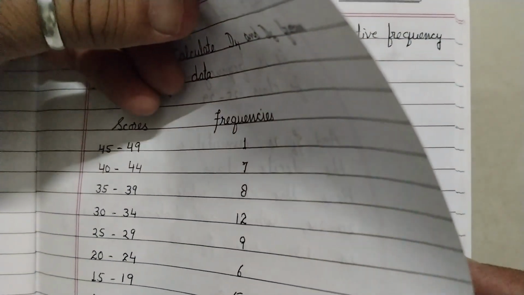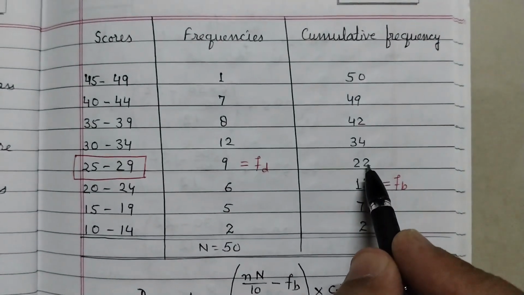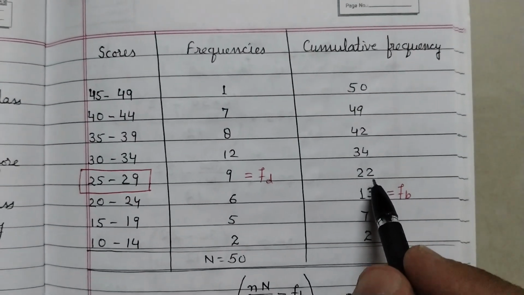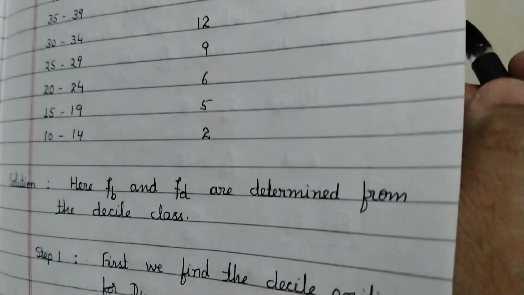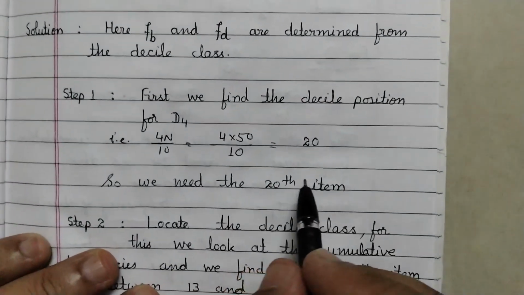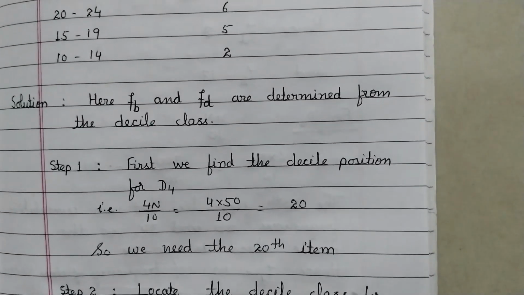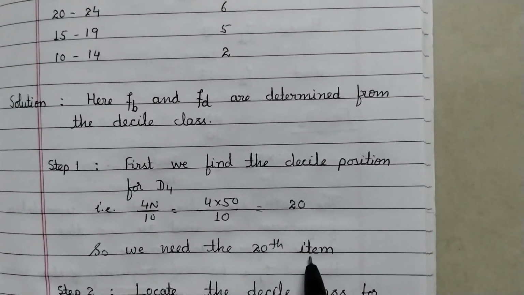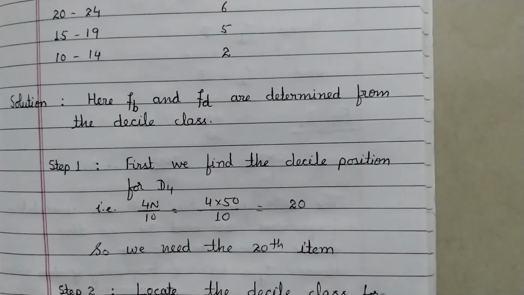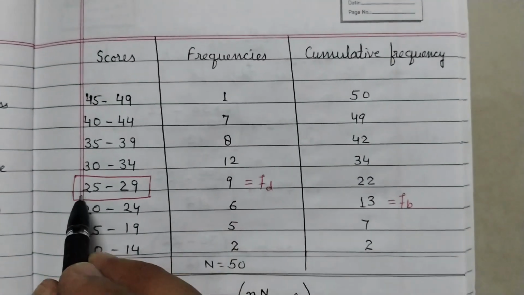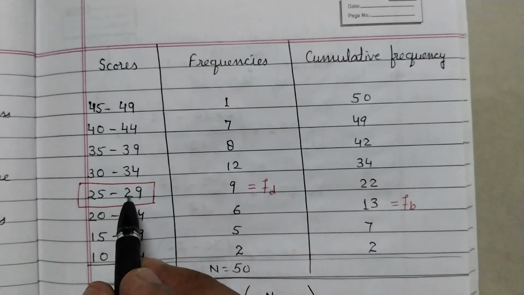I have to look at the cumulative frequency, because in step 1 we got 4n by 10 is equal to 20. So the 20th item means the 20th cumulative frequency, and the 20th cumulative frequency is very close to this 22 cumulative frequency. So this is 25 to 29.